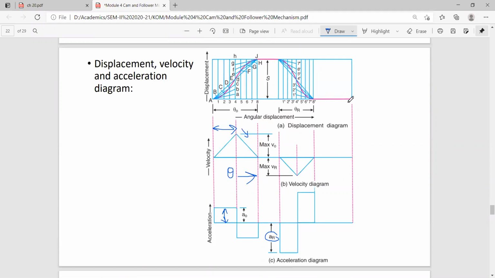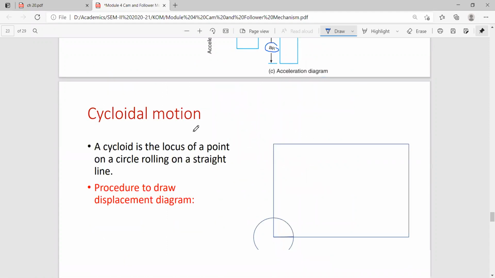Okay, in this way you will draw the velocity and acceleration diagram for the uniform acceleration and retardation type of motion. So you draw it like in 2 minutes, these triangles, and then we will proceed for the last type of motion, that is cycloidal motion.